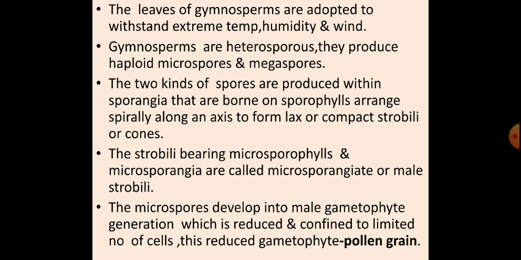That is, microsporangia contain male strobili, microsporophyll contain microsporangia. Microsporangia will develop into the male gamete. The male gamete is called pollen grain.